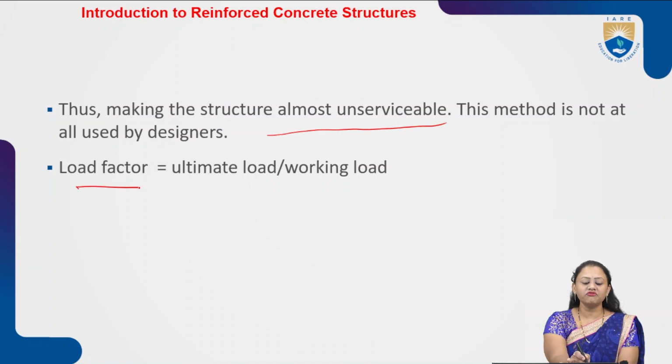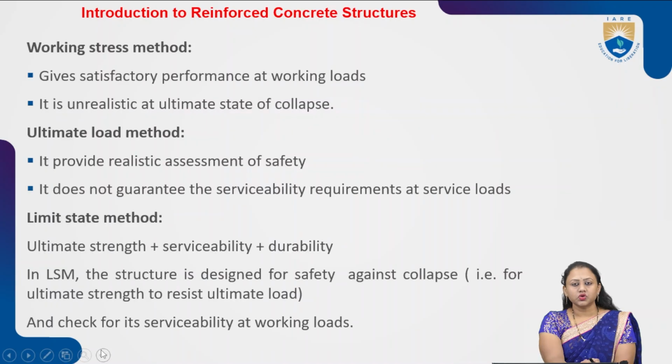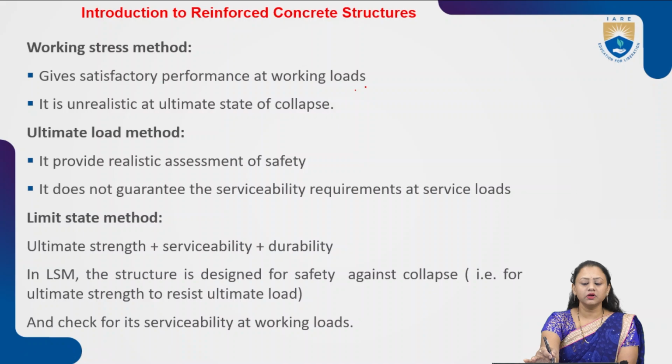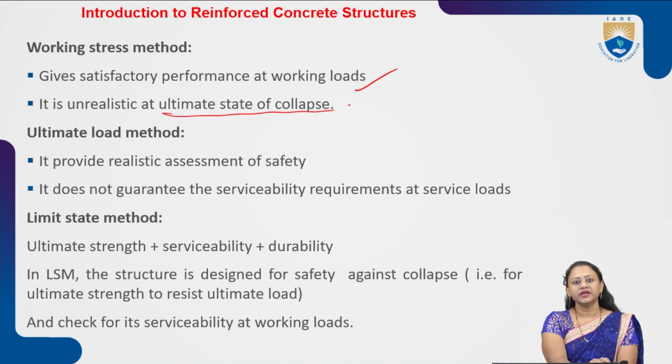So what is the load factor? It is the ultimate load divided by the working load. It is the ratio of ultimate load to the working load. The working stress method gives satisfactory performance at working loads and it is unrealistic at the ultimate state of collapse. So at the ultimate state of collapse, it is giving unrealistic results.